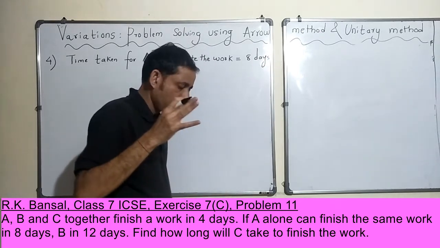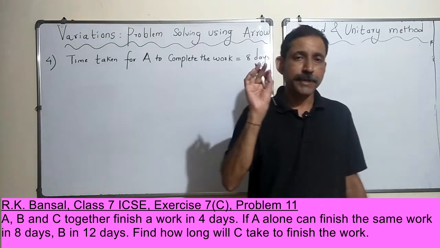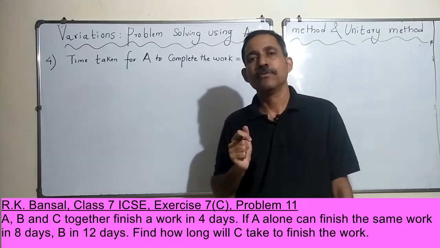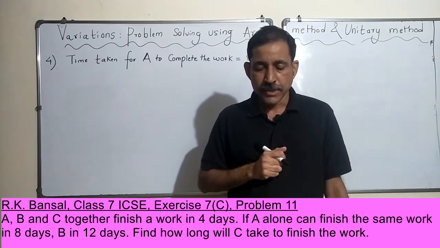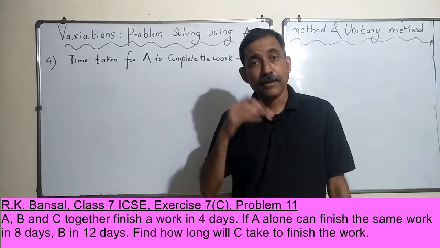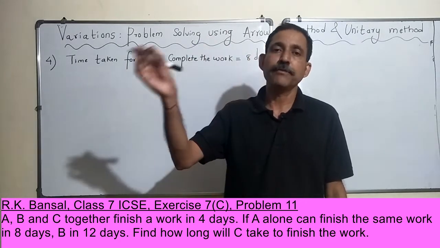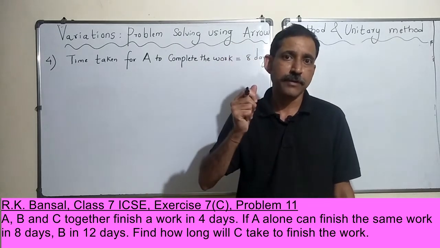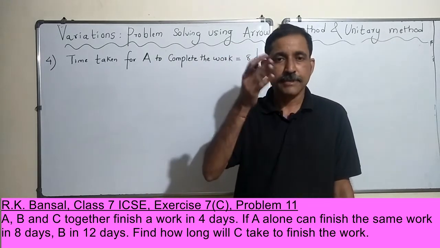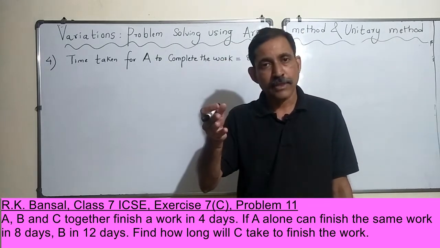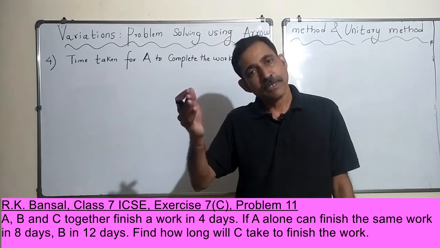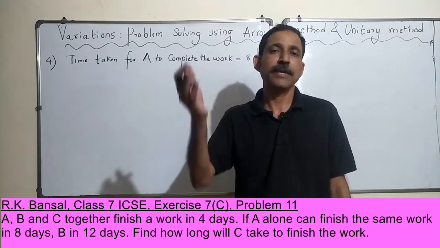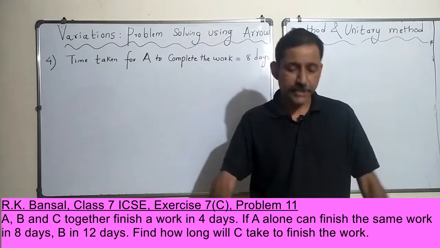Tell me, if you take 2 days to complete a work, in 1 day how much would you do? Half, right? Similarly, if I take 3 days to complete one work, then in 1 day I would be done with 1/3 of the work, right? First day I'll do 1/3, second day 1/3, third day 1/3. So 1/3 plus 1/3 plus 1/3, the entire work is done, right? 3 by 3 is equal to 1. So the entire work is done.